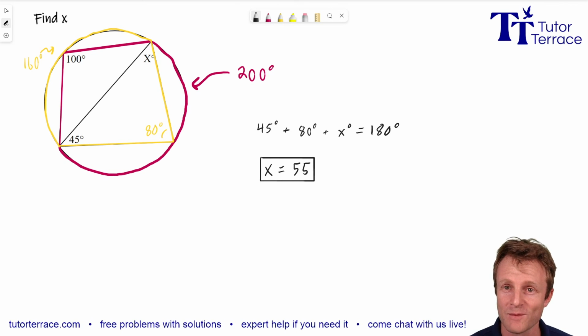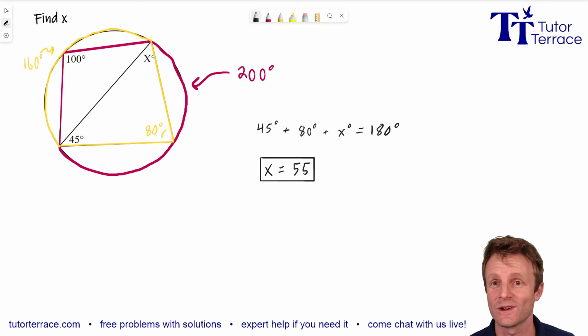Okay, so when you see problems with angles in circles, just remember the inscribed angle theorem and start drawing lines and circles and arcs, and eventually you'll come to a simple solution.